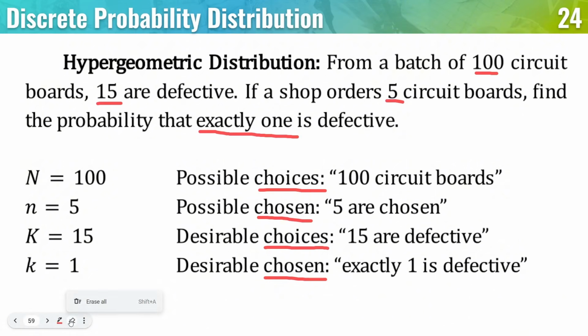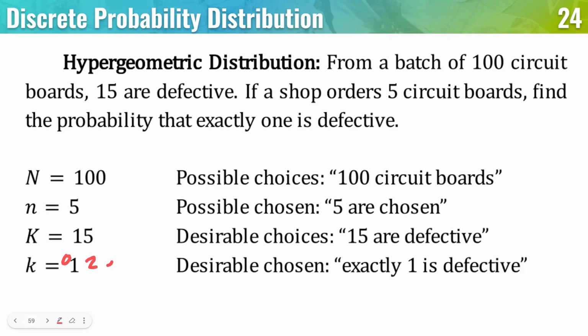If we are asked to show the entire probability distribution, k can be anything from 0, 1, 2, 3, 4, or 5. This is represented by the random variable x sometimes, so you'll see this in our formula later. But what you need to know for now is that we need exactly one that is defective. So we won't be using any of these, at least not yet. We're going to need only one.